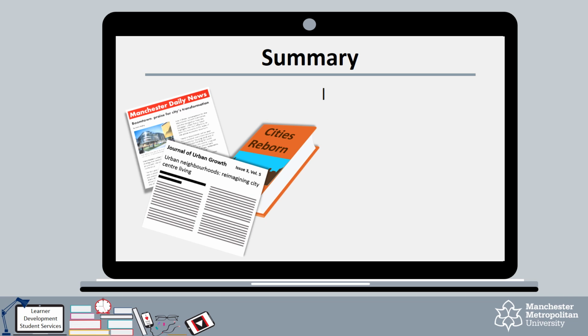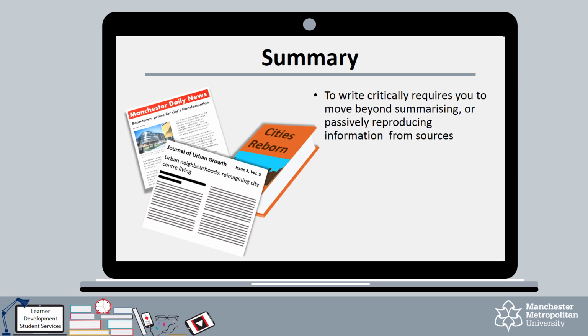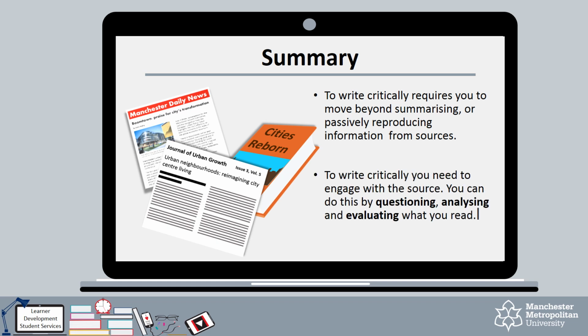So if we're summarising the key points, the first one to note is that writing critically requires you to move beyond summarising or passively reproducing information from sources. To write critically, you need to engage with the source. You can do this by questioning, analysing and evaluating.